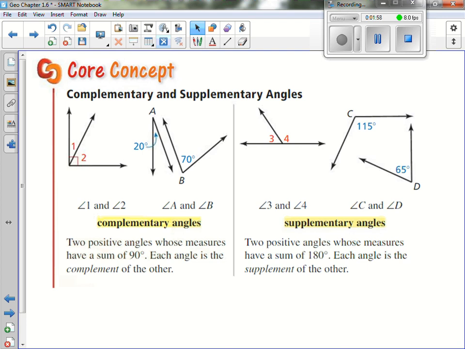So, supplementary and complementary. Complementary adds up to 90, supplementary adds up to 180. So I would find some way that you can keep those two straight in your head, because it is very easy to get these two flipped. It's so easy to get these two flipped if you're not paying attention. I do it all the time. Well, I've done it multiple times because it's easy to get them flipped.